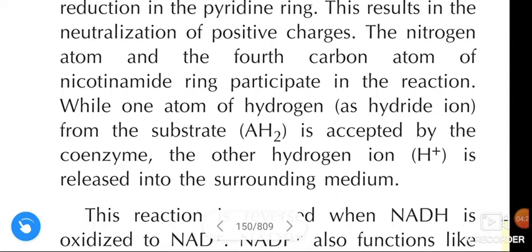The substrate contains one hydrogen molecule. This hydrogen molecule divides into two: the hydride ion, which is H minus, and the hydrogen ion, which is H plus. One hydride ion is accepted by the coenzyme and the remaining hydrogen ion, which is H plus, is released into the surrounding medium.